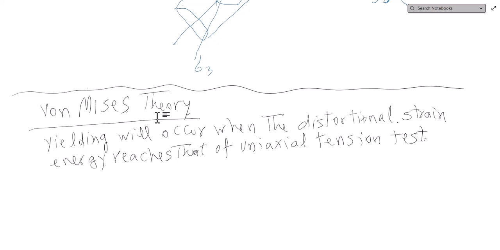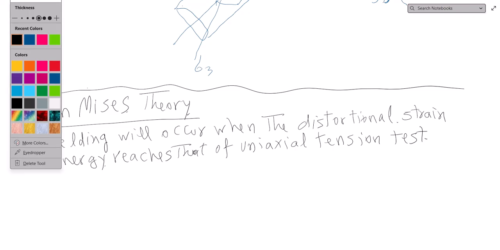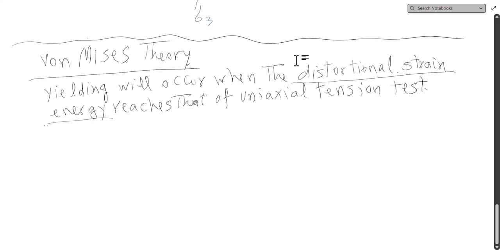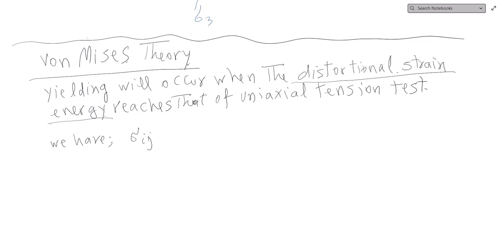Okay, so what is this distortional strain energy? So we have to look into that and then take it from there. So we have sigma ij, which is my stress tensor, and eij, which is my strain tensor, stress and strain.